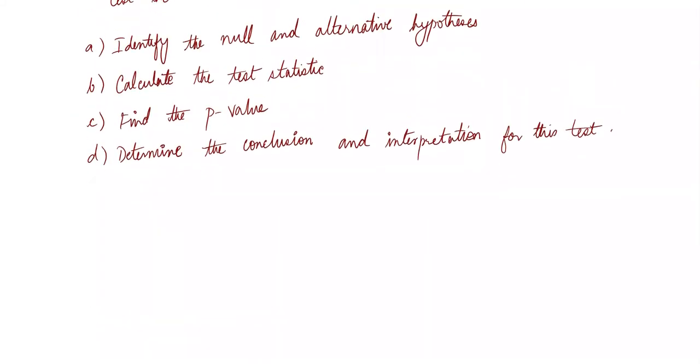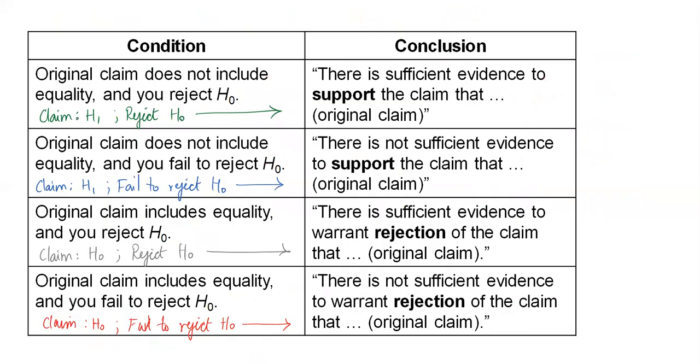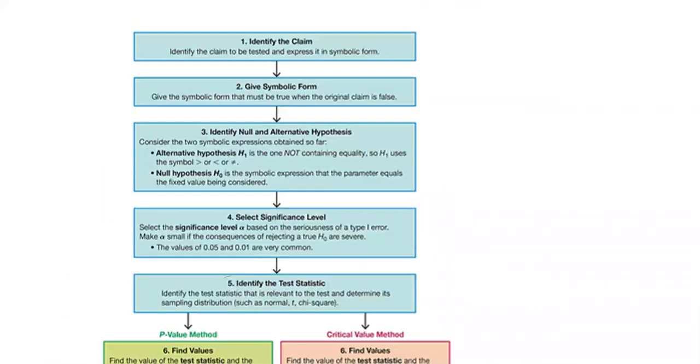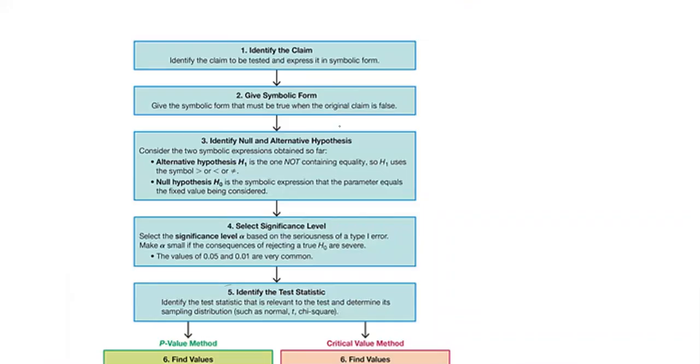So we'll start off with answering part A. Part A is identify the null and alternative hypotheses. Now this is technically step 3. Let me take you here. This is your step 3, identify null and alternative hypothesis. So you'll have to do indirectly steps 1 and 2 to even get to step 3, right?